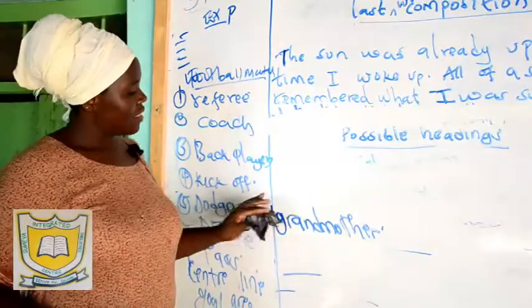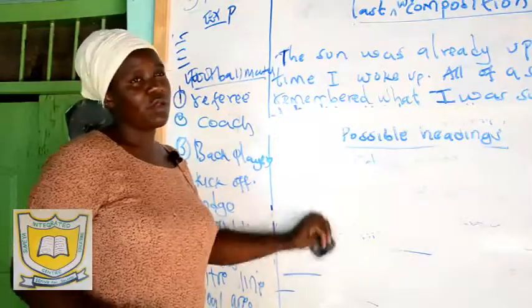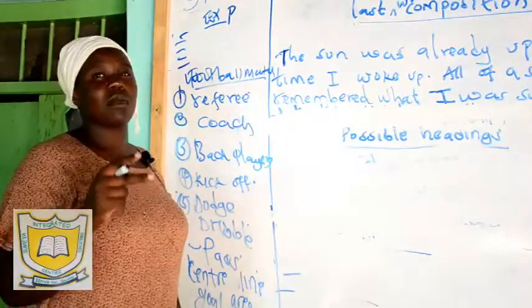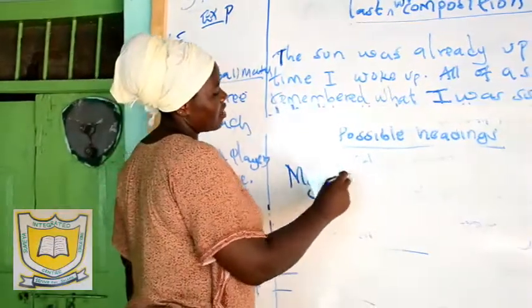Another thing that came out in your composition is when you separate compound words. If I say compound words, what do I mean? These are words that are formed by more than two words or one word. Somebody writes myself.